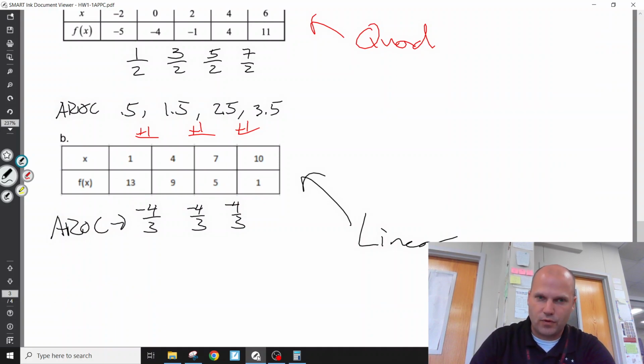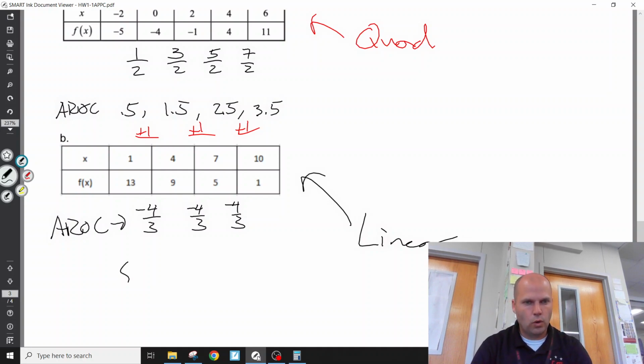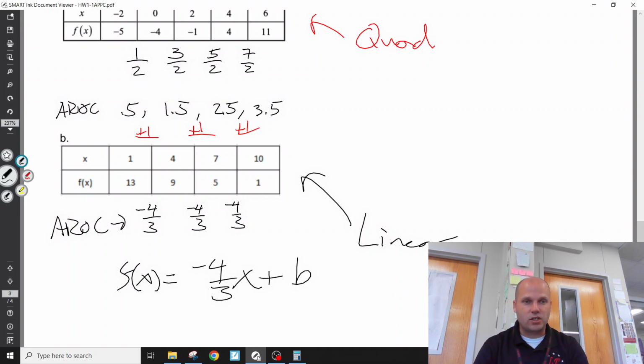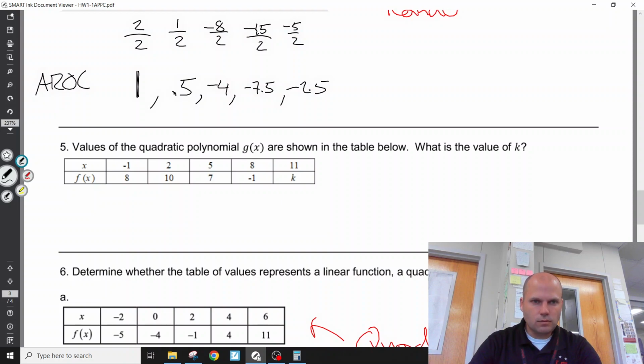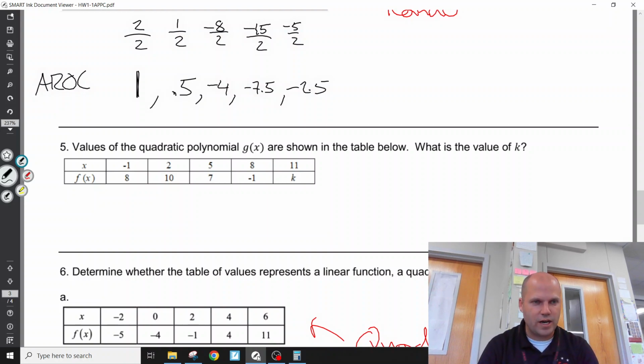This is the slope of the graph. You could even write the equation y equals, or f of x equals, -4/3 x plus some value. We could actually use one of these points to find this value, and boom, you have the equation. Okay, this is great. We got a quadratic. That's good. So you're told it's a quadratic. Well, that means my rates of change must be linear. This is a good problem to do.